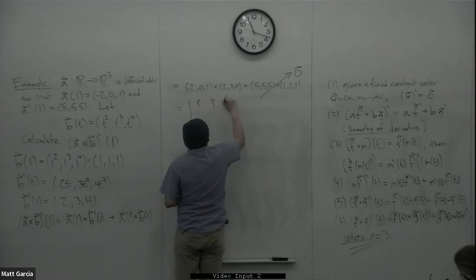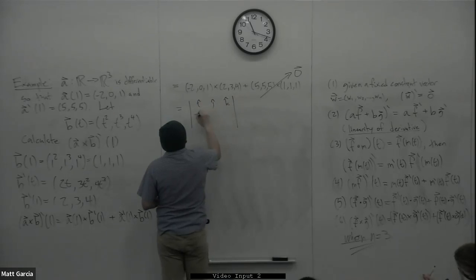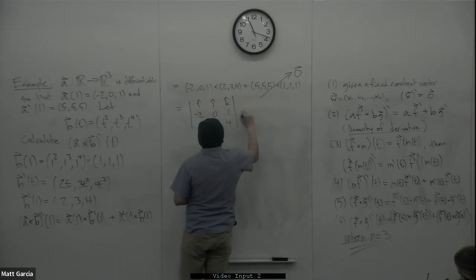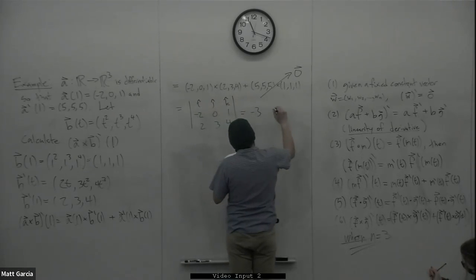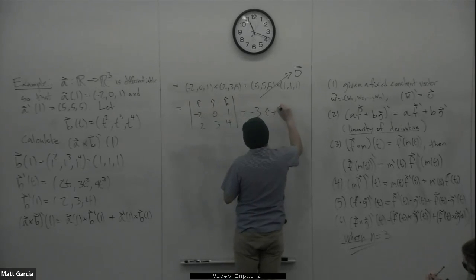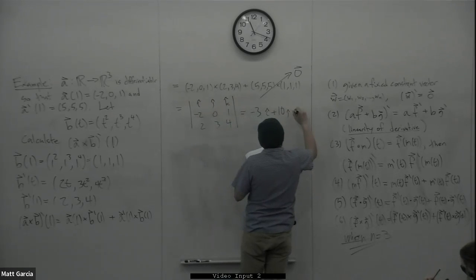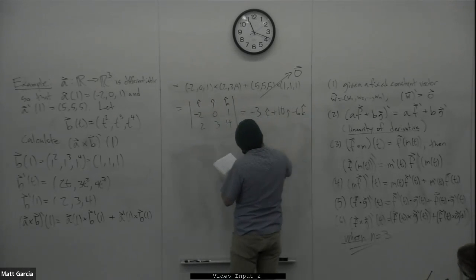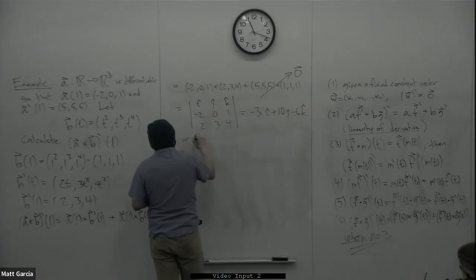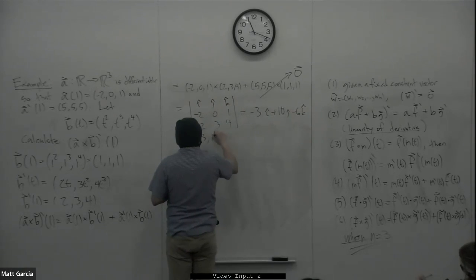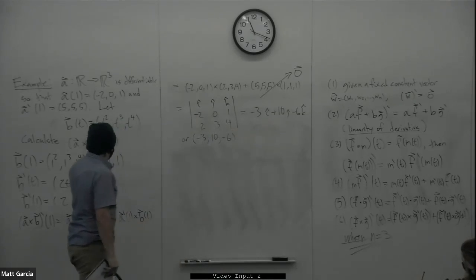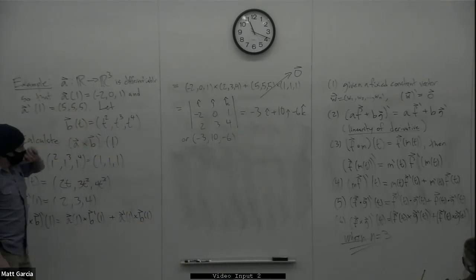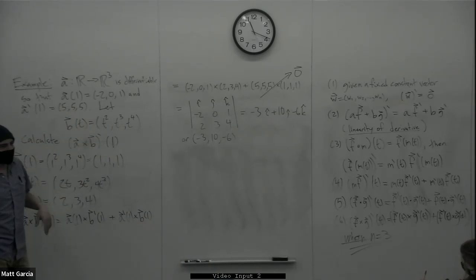Determinant of i, j. Okay. -2, 0, 1, 2, 3, 4. Right. So we get -3 i hat plus 10 j hat minus 6 k hat. Or, as I personally would idiosyncratically write, in parenthesis notation. That's what we were given in the sense of the problem. But again, it doesn't matter if you want to leave it in ijk.